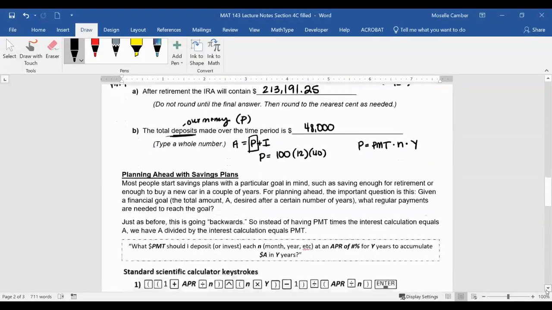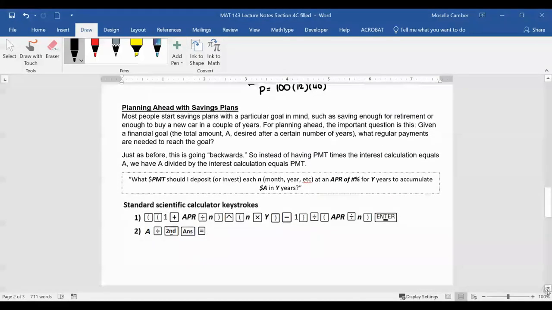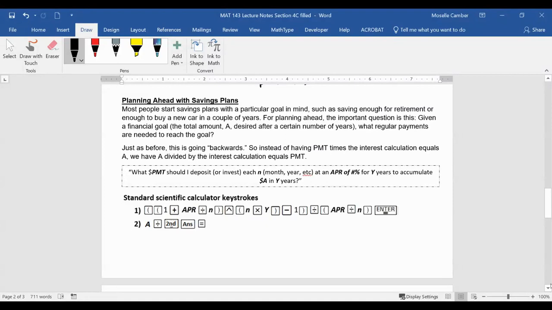Okay, now let's look at planning ahead. So especially if you're saving for retirement, like in that IRA, you may have a certain amount that you want to have at your retirement. So now let's see how much we would have to put in every so often in order to have that amount. So just like before, we're going backwards. So instead of multiplying, we're going to be dividing. So again, you put everything in the parenthesis onward, but instead of having payment times, you're having your ending amount, your A, divided by that answer.